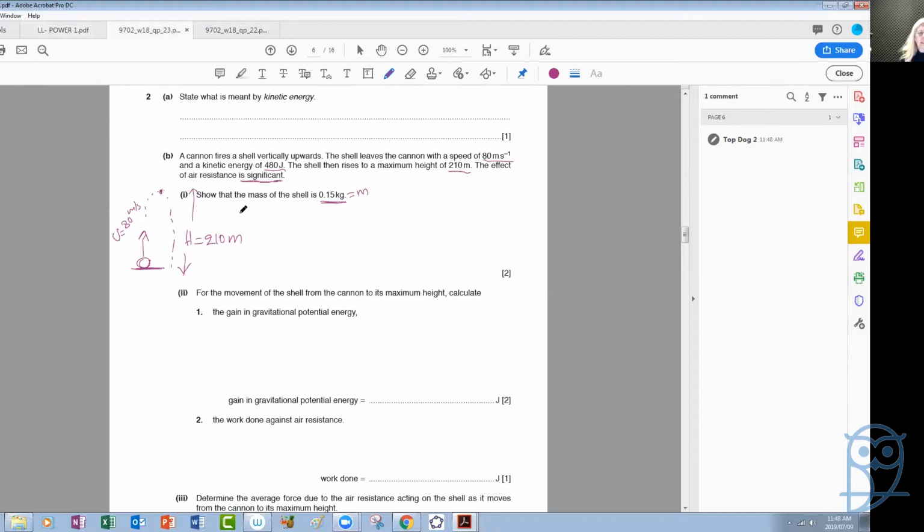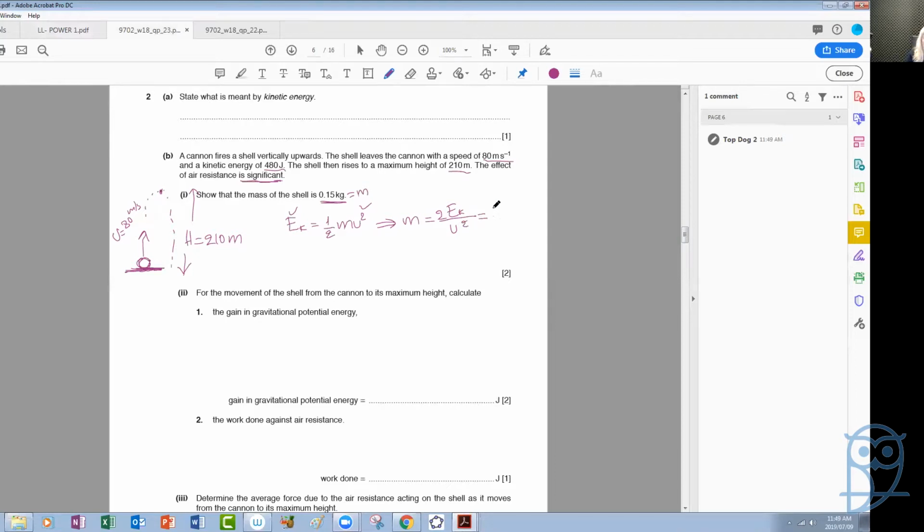Well, that's actually a very easy question, because we know that the energy here, if we take this to be our reference level, or zero level, in other words, all the energy is kinetic. So the kinetic energy of this shell is half mv squared. We are given the kinetic energy, we are given the speed, so we can find the mass from here. Let's solve. If we solve for mass, this will be 2 times the kinetic energy divided by v squared.